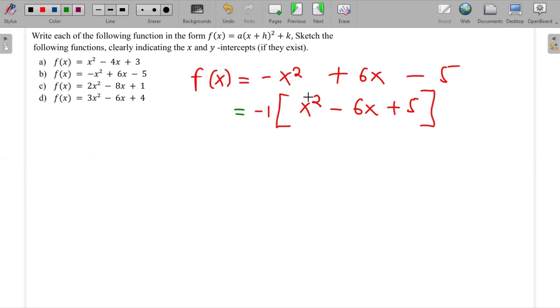So minus 1 multiplied by this, I get back this. Minus 1 multiplied by this, I get back this. Minus 1 multiplied by this, I get back this. Okay, so from there now I'm going to say minus 1 outside, and then in the brackets there, I can complete the square.